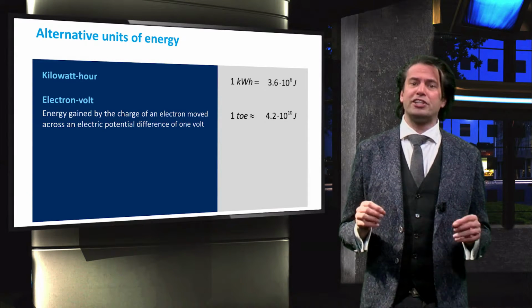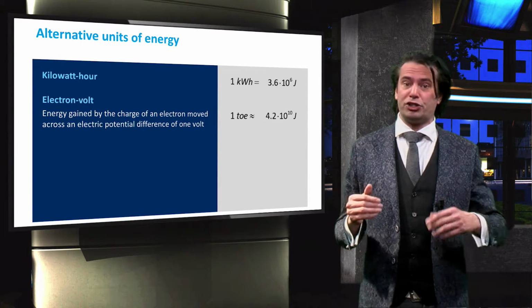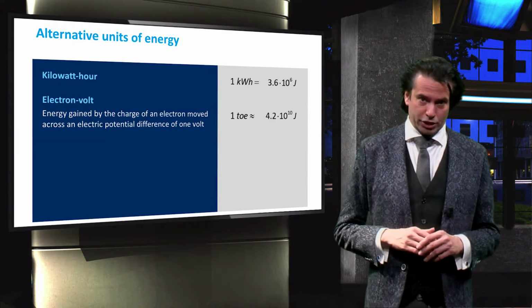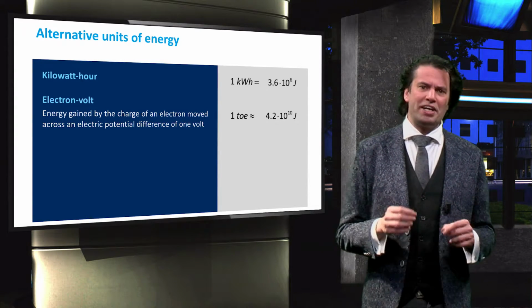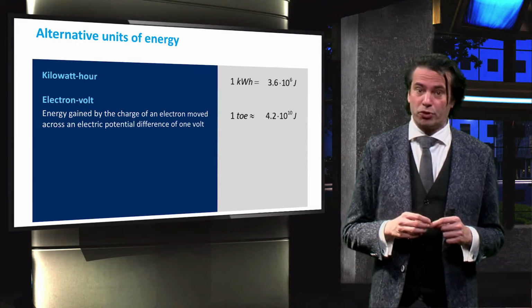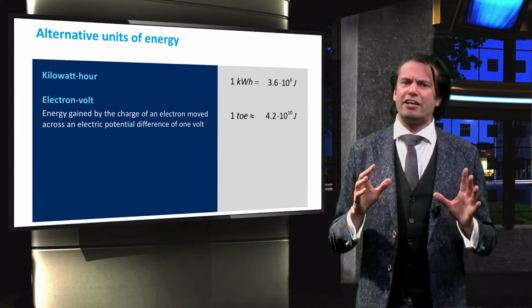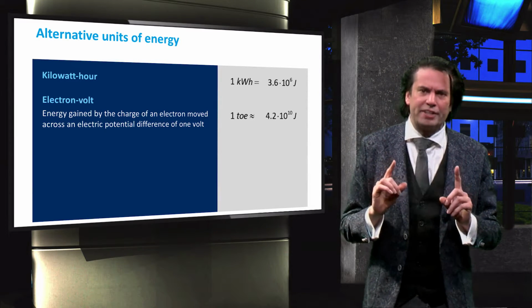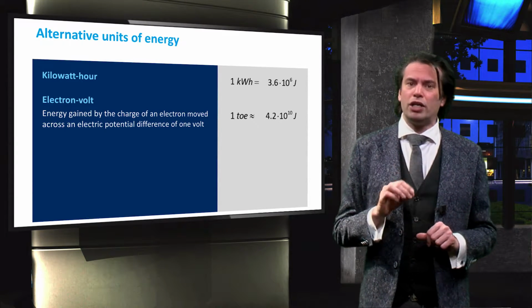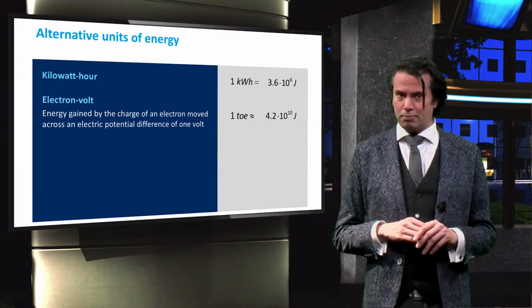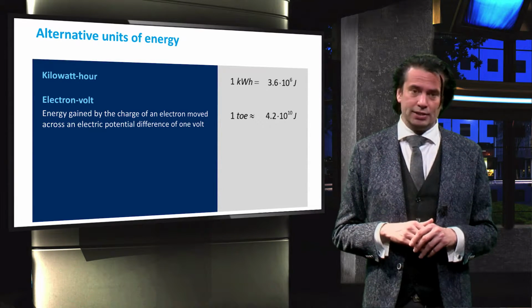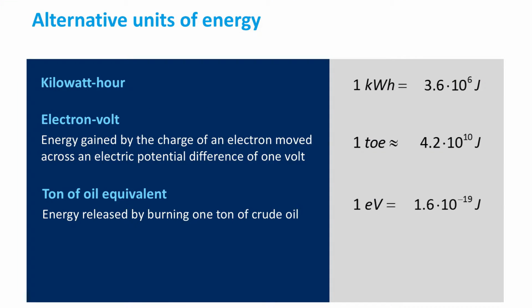An electron volt is the amount of energy a body with a charge of 1 elementary charge gains or loses when it's moved across an electric potential difference of 1 volt. 1 electron volt is therefore equal to the elementary charge times 1 volt, which equals 1.6 times 10 to the power minus 19 joules.